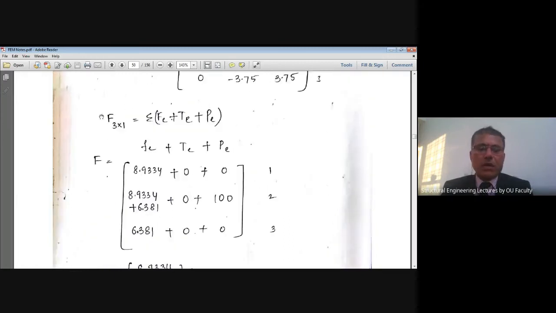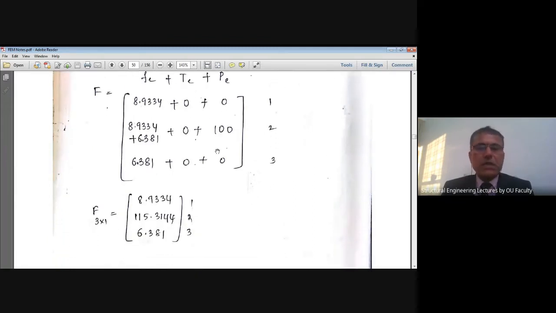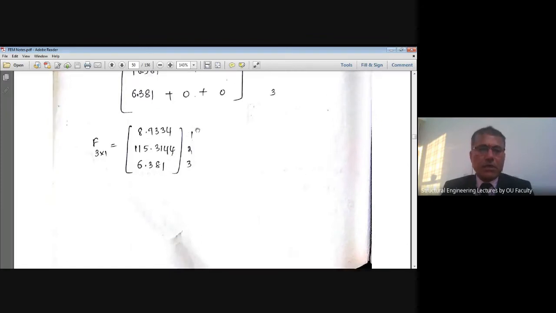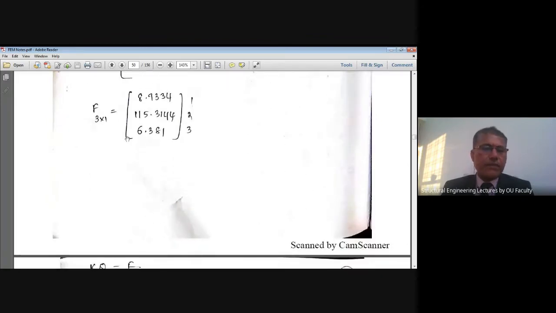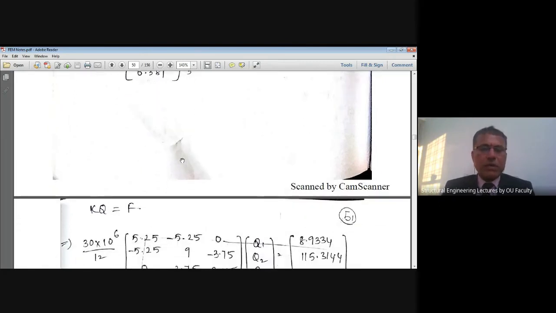That is how the global load vector is written as a summation of the contributions from the element body force vector, element traction force vector, and concentrated loads at respective degrees of freedom. The summation now works out, say, 8.9334 pounds, 115.3144 pounds, 6.381 pounds, which is a 3 by 1 vector.